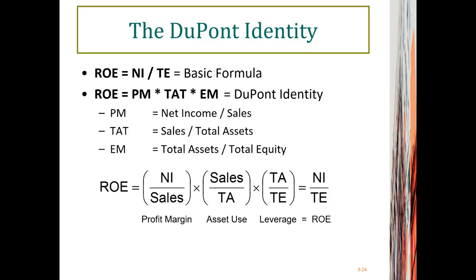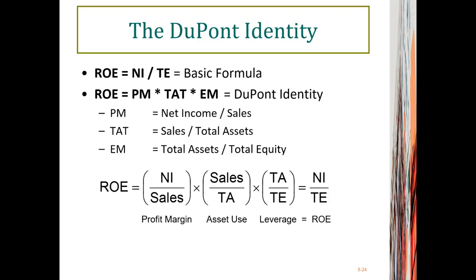ROE can be high or low, but the DuPont identity helps us understand three critical drivers of profitability. The first one is PM, which means profit margin. The second one is total assets turnover, and the third one is equity multiplier. Let me interpret those a little bit.